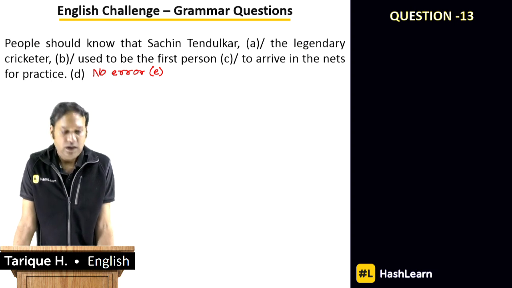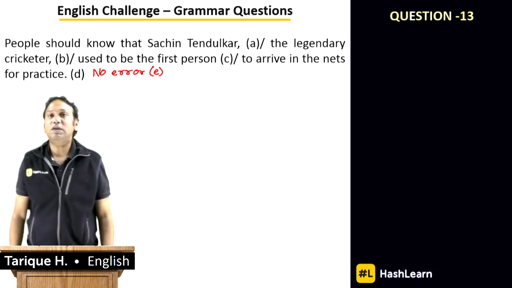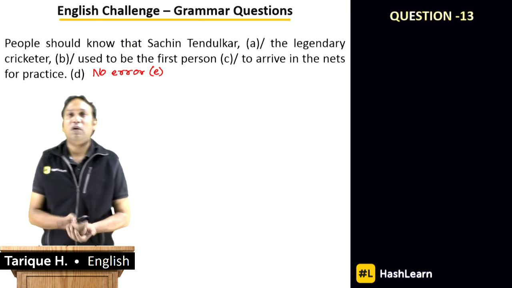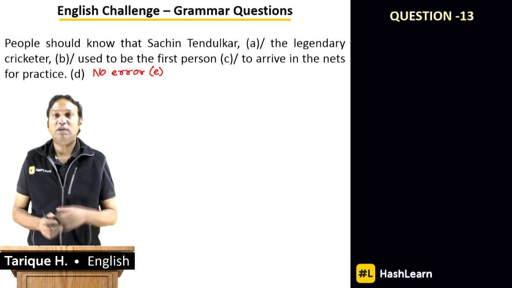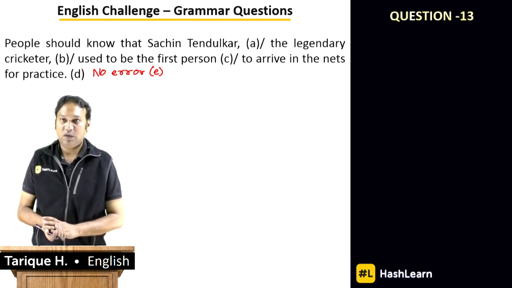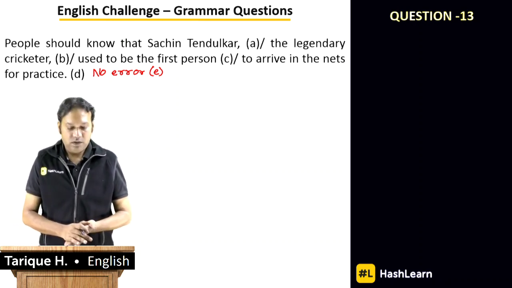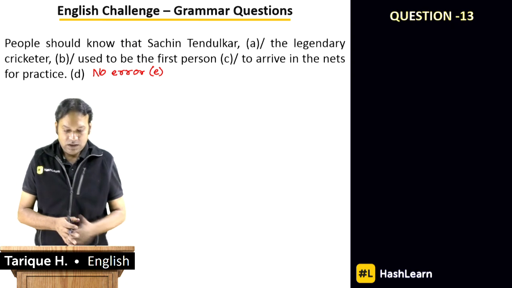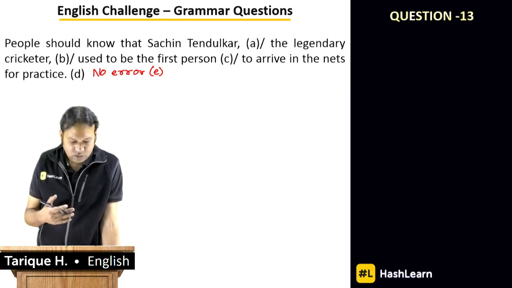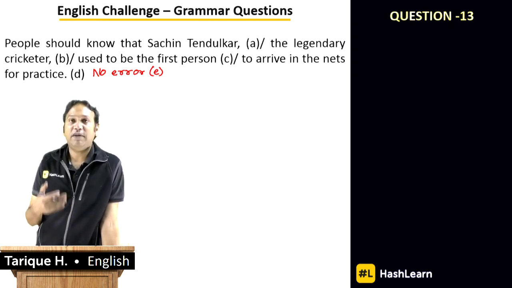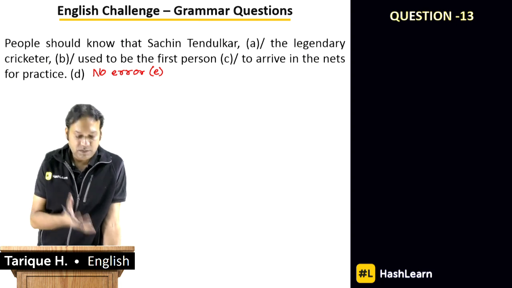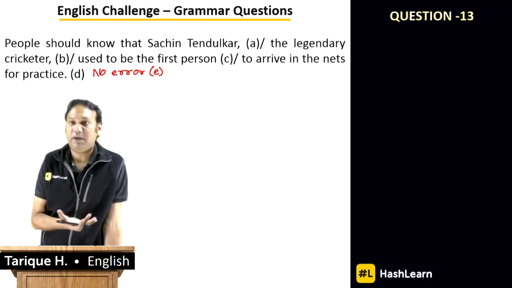People should know that Sachin Tendulkar, the legendary cricketer, used to be the first person to arrive in the nets for practice. Students, we are right now on question number 13. If you are solving question number 13 and posting the answer, post the question number along with the answer. So what is the answer for question number 13? A very simple sentence here. Look at each part and start solving each part separately.